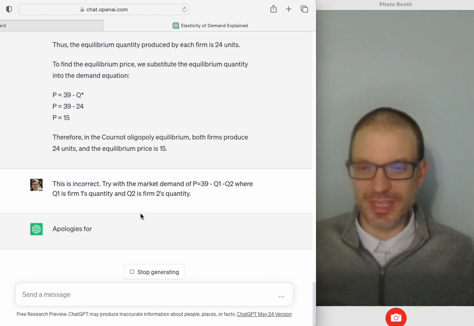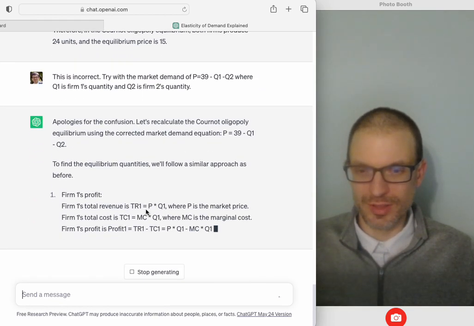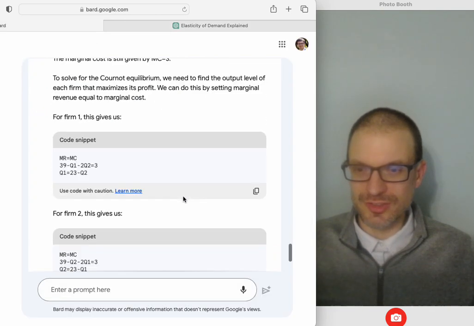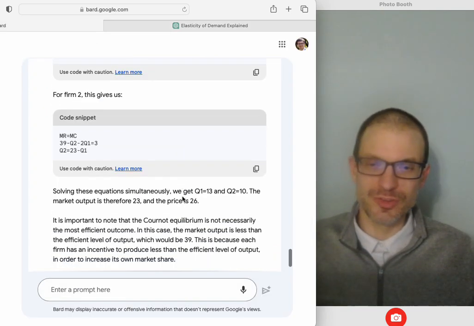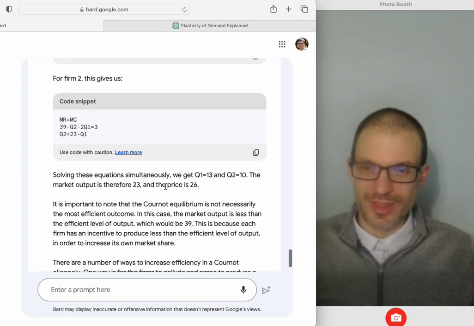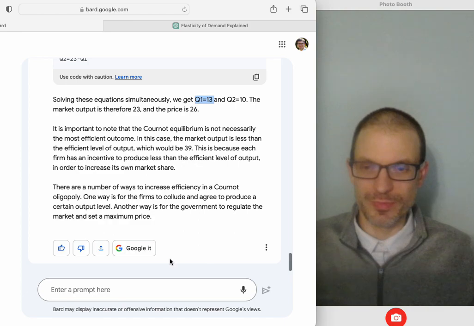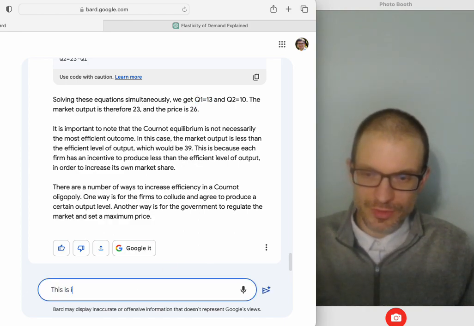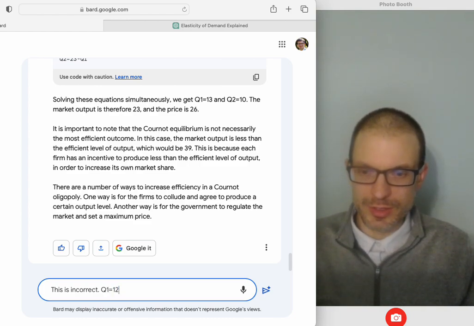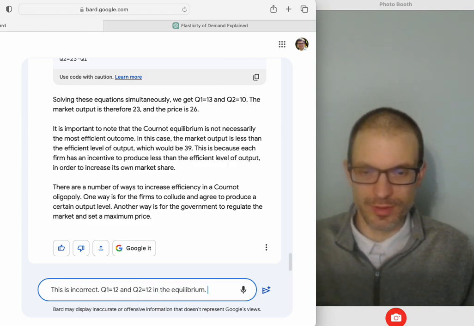Let's see if we can get it to give us the correct Cournot solution. What does ChatGPT do? What does Bard do? Ooh, that's not good. Solving these equations simultaneously, we get Q1 is 13, Q2 is 10. Market output's 23, price is 26. Nope, that's not correct. This is incorrect. Q1 equals 12, and Q2 equals 12 in the equilibrium.